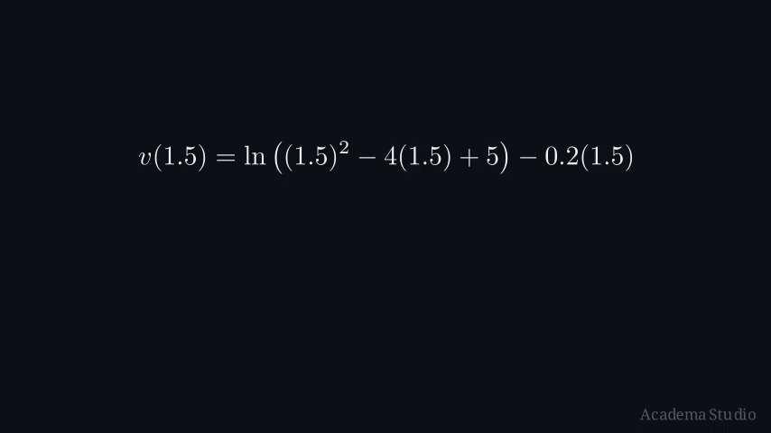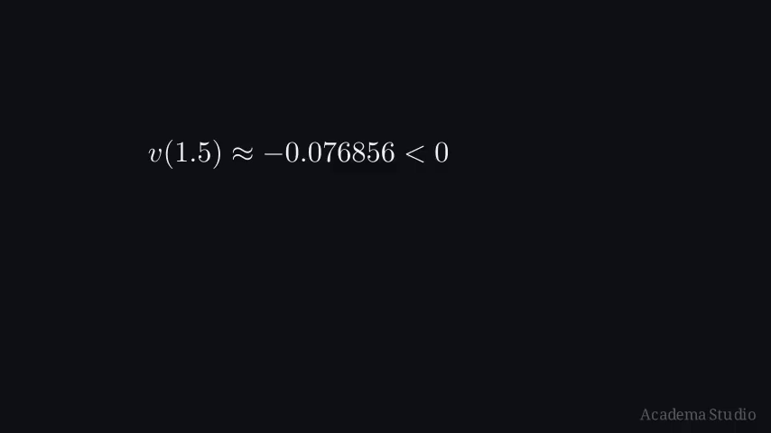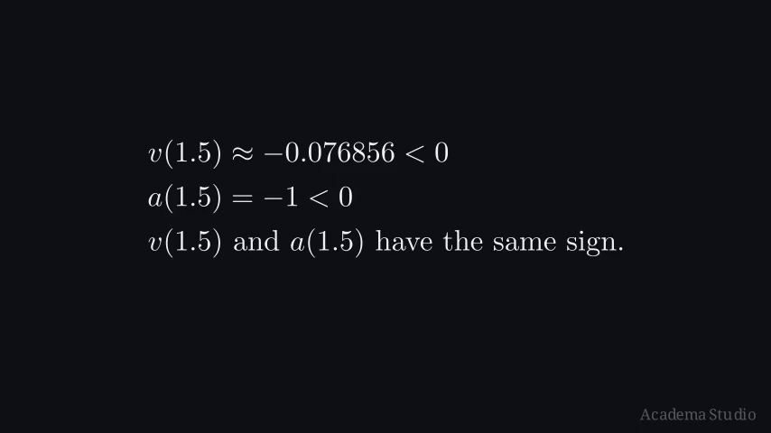v(1.5) equals natural log of (1.5 squared minus 4 times 1.5 plus 5) minus 0.2 times 1.5, which equals natural log of 1.25 minus 0.3, approximately equal to negative 0.076856. So v(1.5) is less than 0. a(1.5) equals negative 1, which is less than 0. v(1.5) and a(1.5) have the same sign.